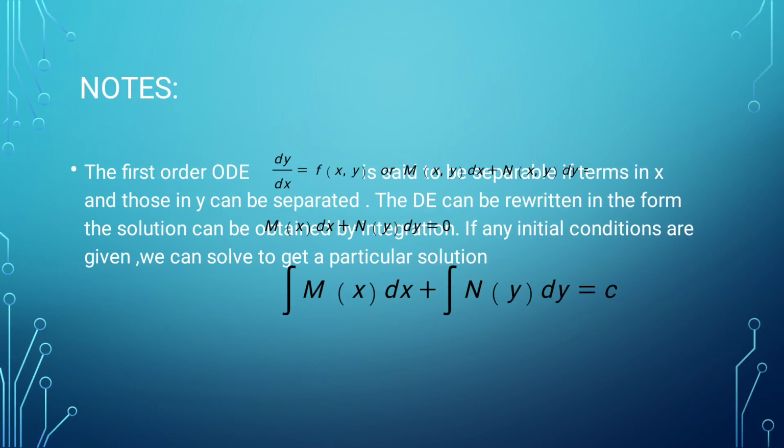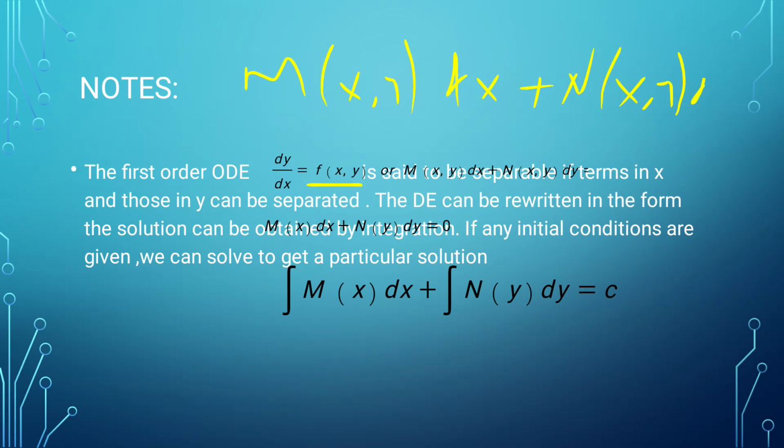So this is how we do it. The first order DE of this form, remember we talked about that, is the first derivative, and it can be arranged in this form: M(x,y) dx plus N(x,y) dy. So it can be in those two forms.